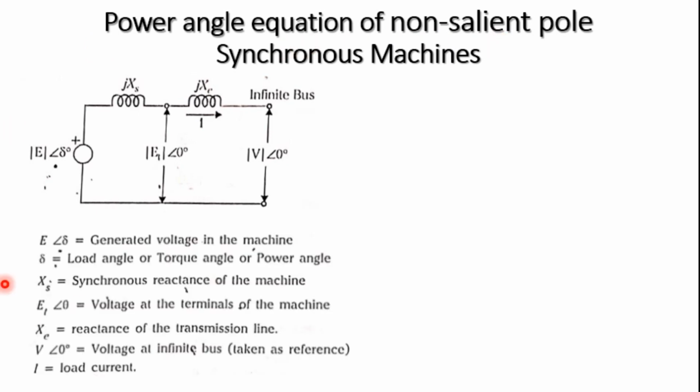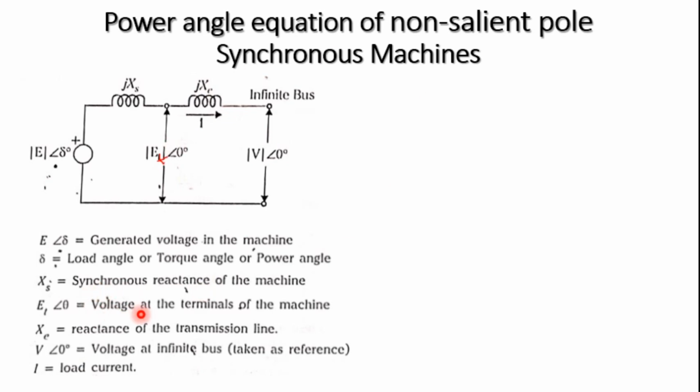Okay, these are the nomenclature which is going to be used. So E is the generated voltage in the machine, which has a phase angle of delta. Delta is nothing but the load angle or the torque angle, or generally considered the power angle. XS is the synchronous reactance of the machine, and this is ET.